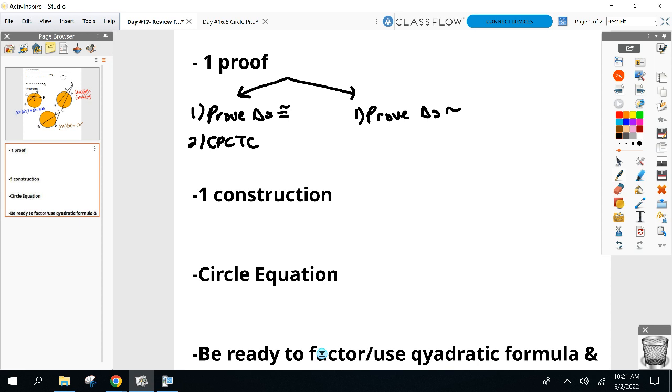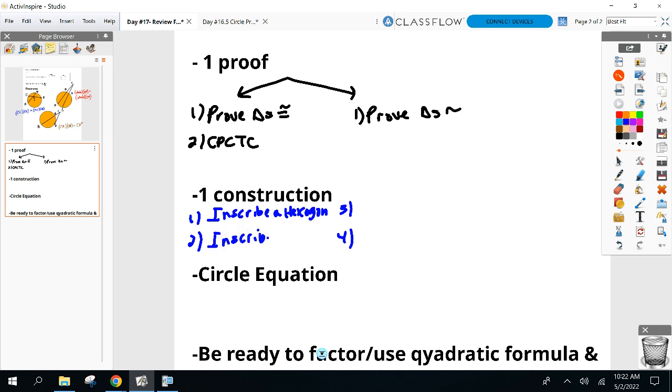Construction, straight edge compass tomorrow. Could be one of four. One of four that we did. What do you got for me? Could be one of four. What do you got? Hexagon, yep. Inscribe a hexagon. That could be it. And if you remember, hexagon construction was the same as an equilateral, but I just connect every other one. So inscribe an equilateral triangle.